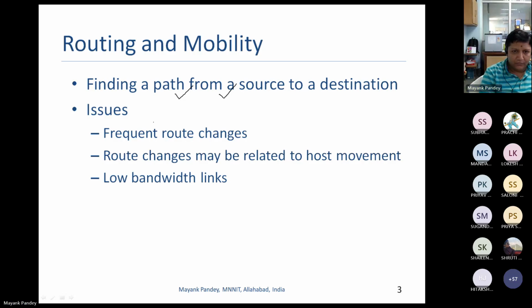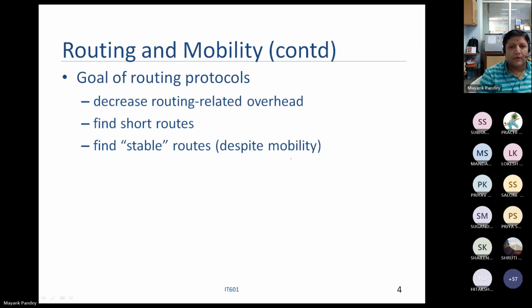If you keep on maintaining your IP address, you need to do frequent route changes, routing table changes due to the host movement, and which may lead to some troubles. What is the goal? Goal is to decrease the routing related overhead and find the shortest route, find a stable route despite mobility.